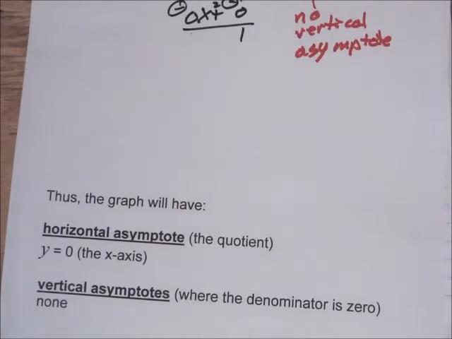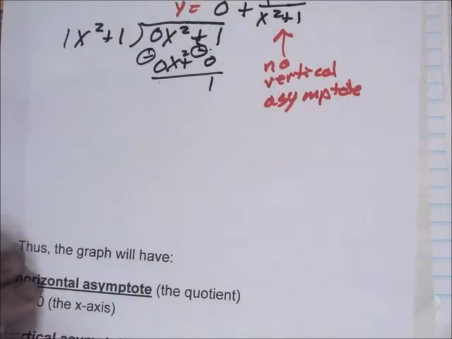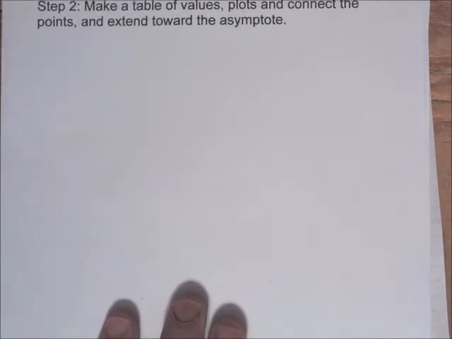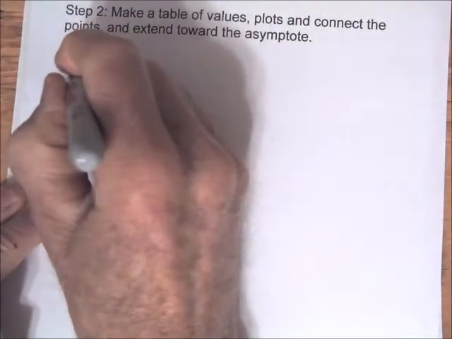Okay, so we have horizontal asymptote y equals 0, no vertical asymptote. So again, this is another rational function that's not a hyperbola. Many of the rational functions are going to be hyperbolas, but not all of them are going to be hyperbolas. Okay, so we can make a table of values and plot the graph.